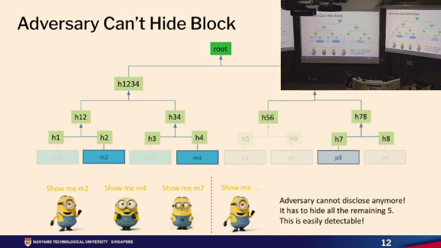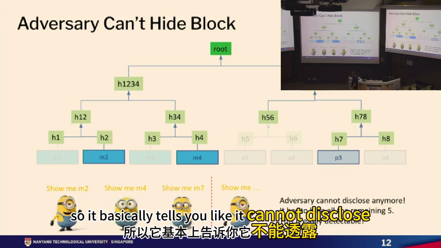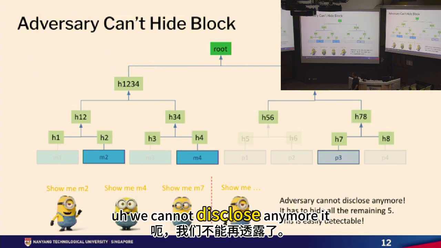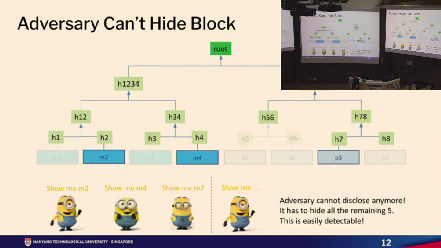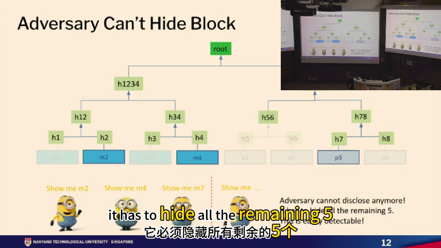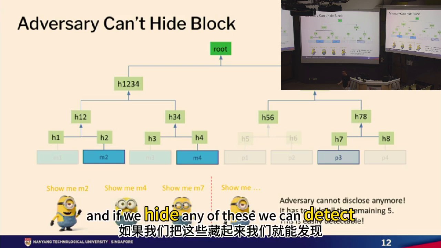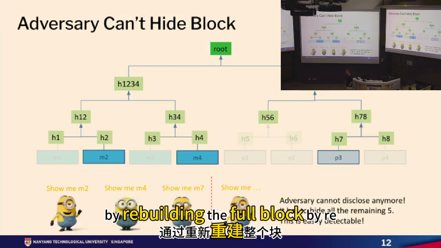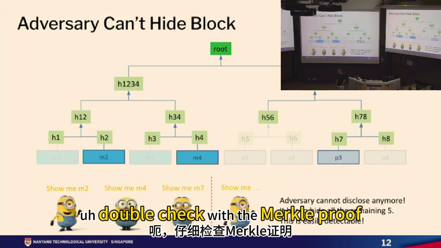Right? So it basically tells you that they cannot disclose anymore. It has to hide all the remaining 5. And if they hide any of these, we can detect it by rebuilding the full block and double checking with the Merkle proof.